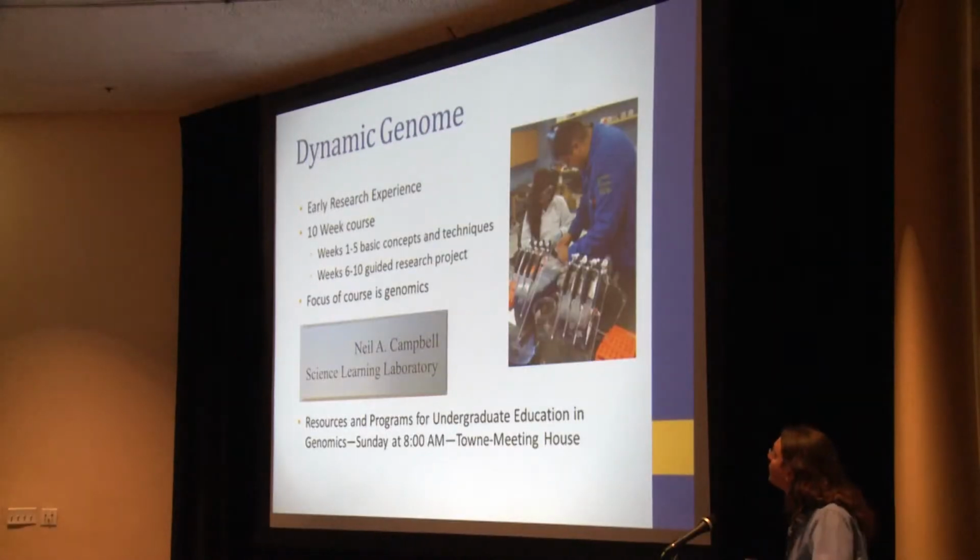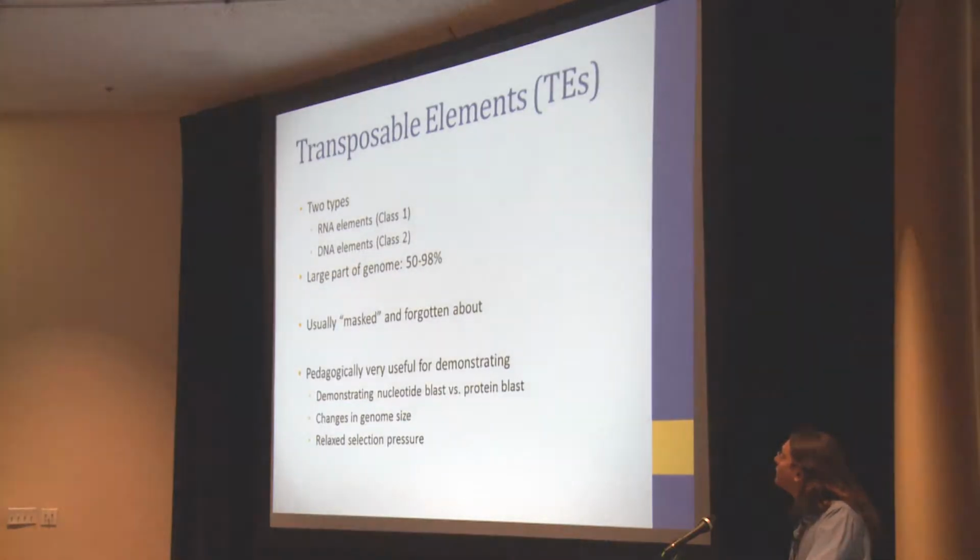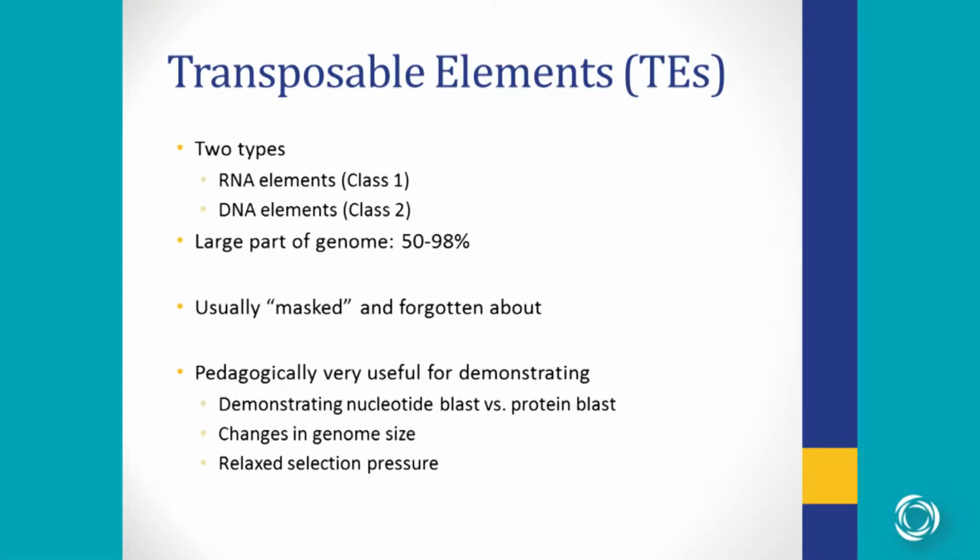In our course, the research project takes on many different forms. And I'll talk about some of those tomorrow. One that is most common is when we study transposable elements. There are two types of transposable elements: the class 1s, which are the RNA elements, the most abundant type, and the class 2 elements, the DNA elements, which we focus on.